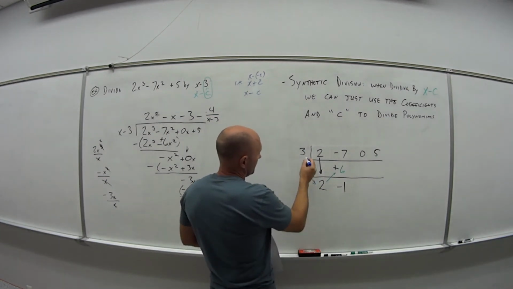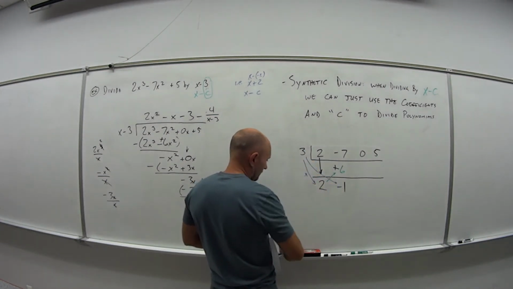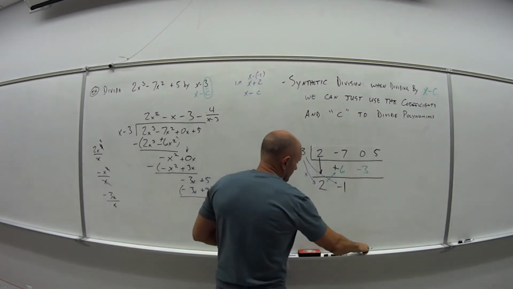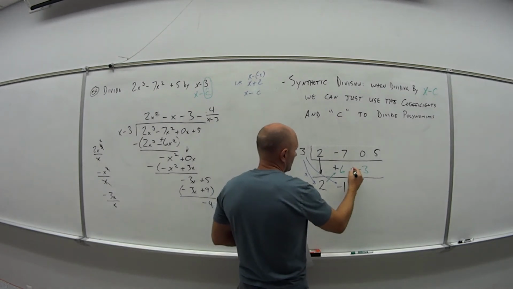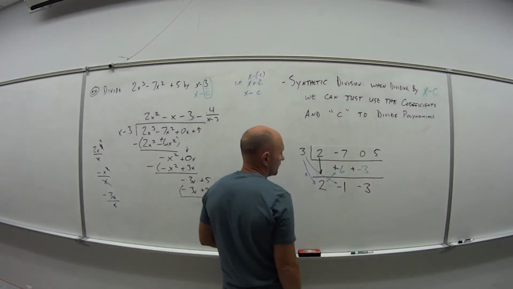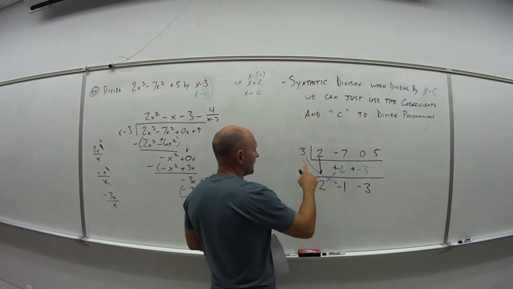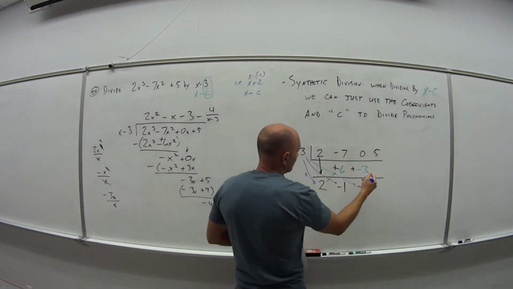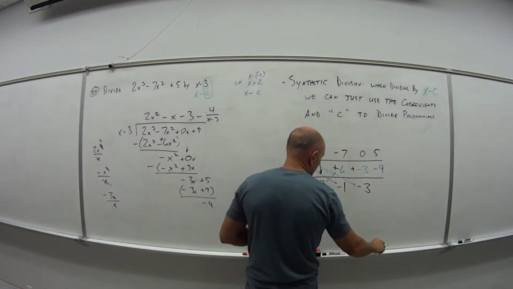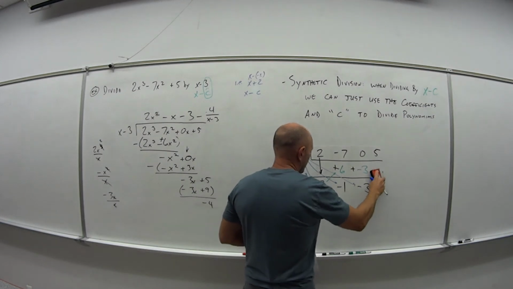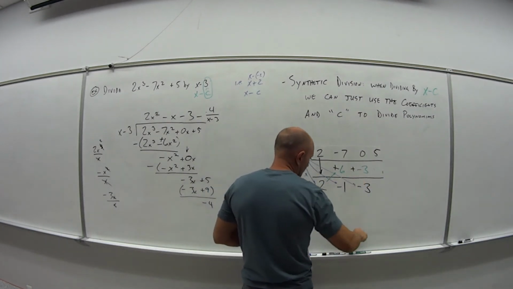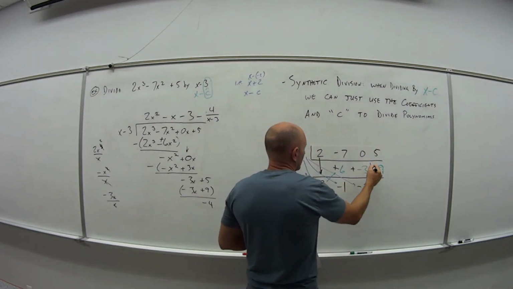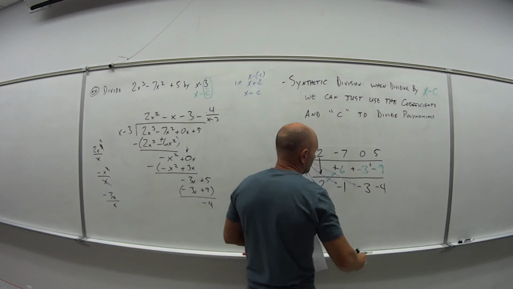Repeat the process. 3 times negative 1 is negative 3. That number comes up here, negative 3. And then add down. 0 minus 3 is negative 3. Repeat again. 3 times negative 3 is negative 9. That comes up here. Whoops, keep my color straight, sorry. So 3 times negative 3 is negative 9, so I get negative 9 here. Add down again, 5 minus 9 is negative 4.